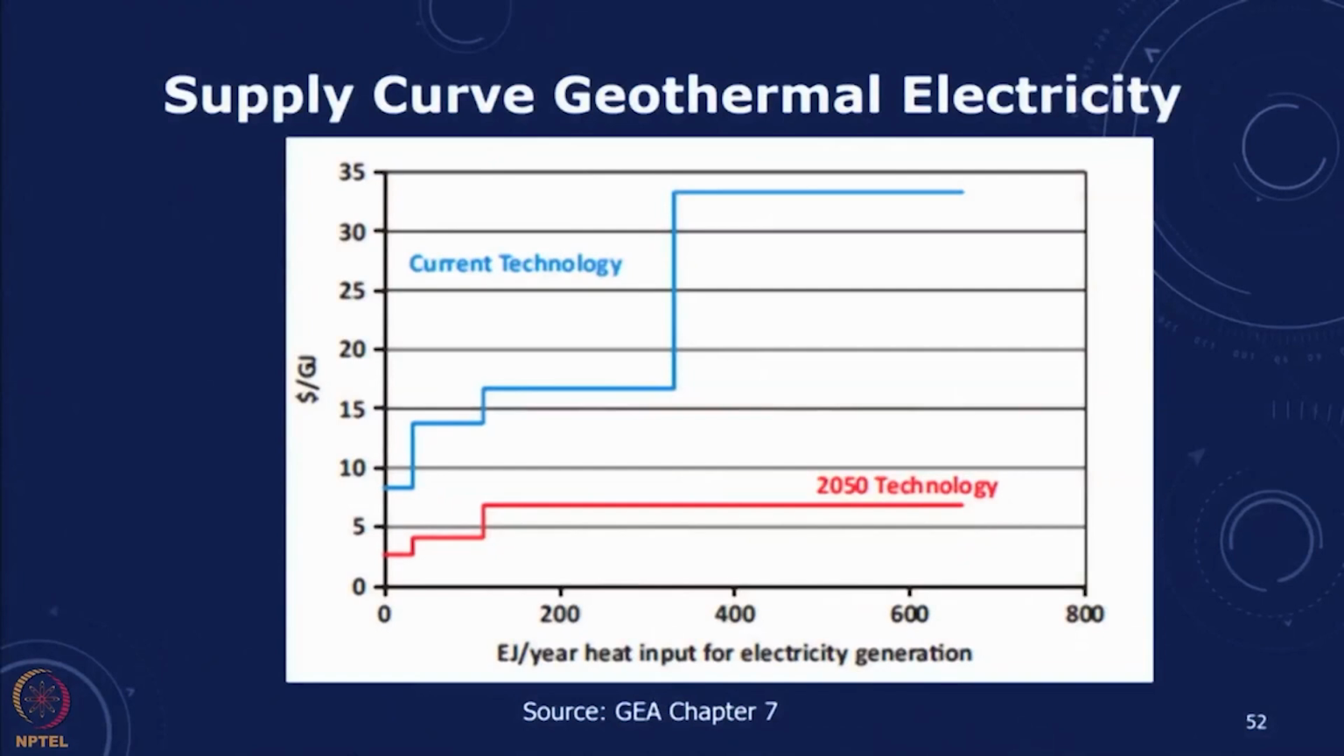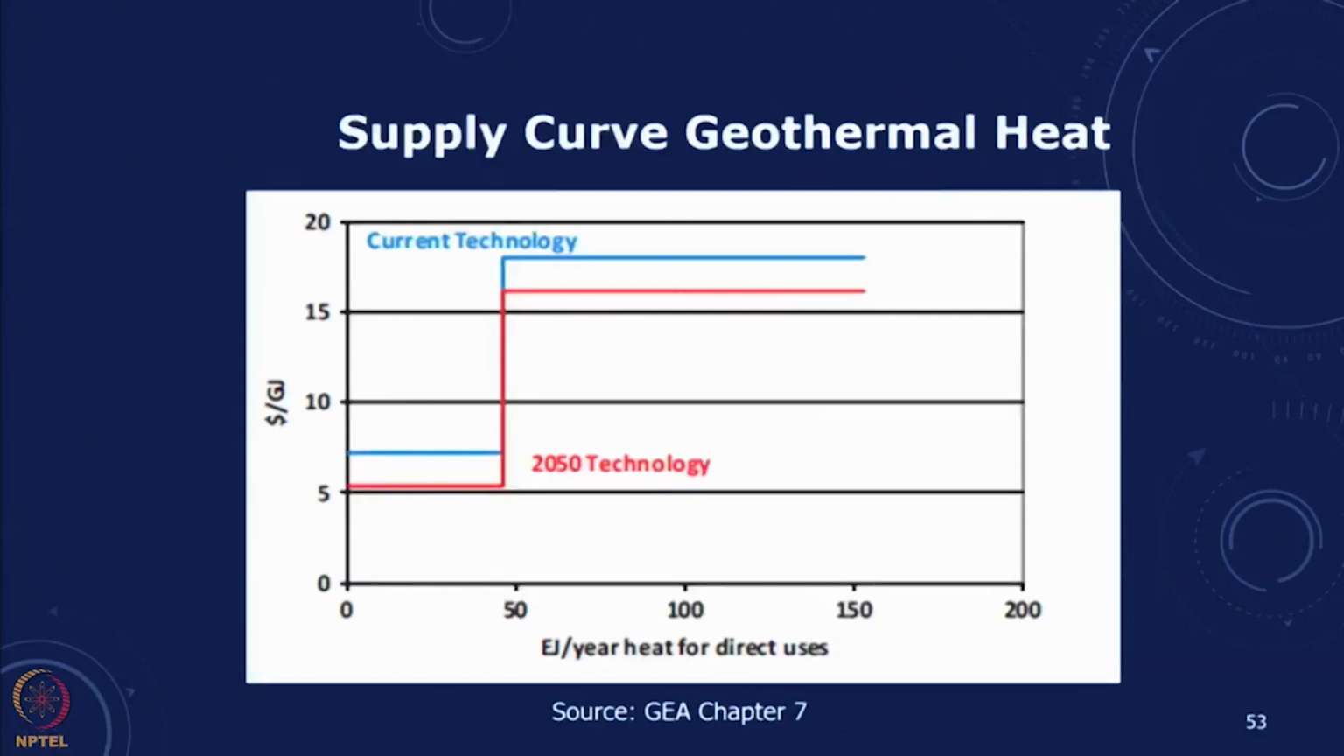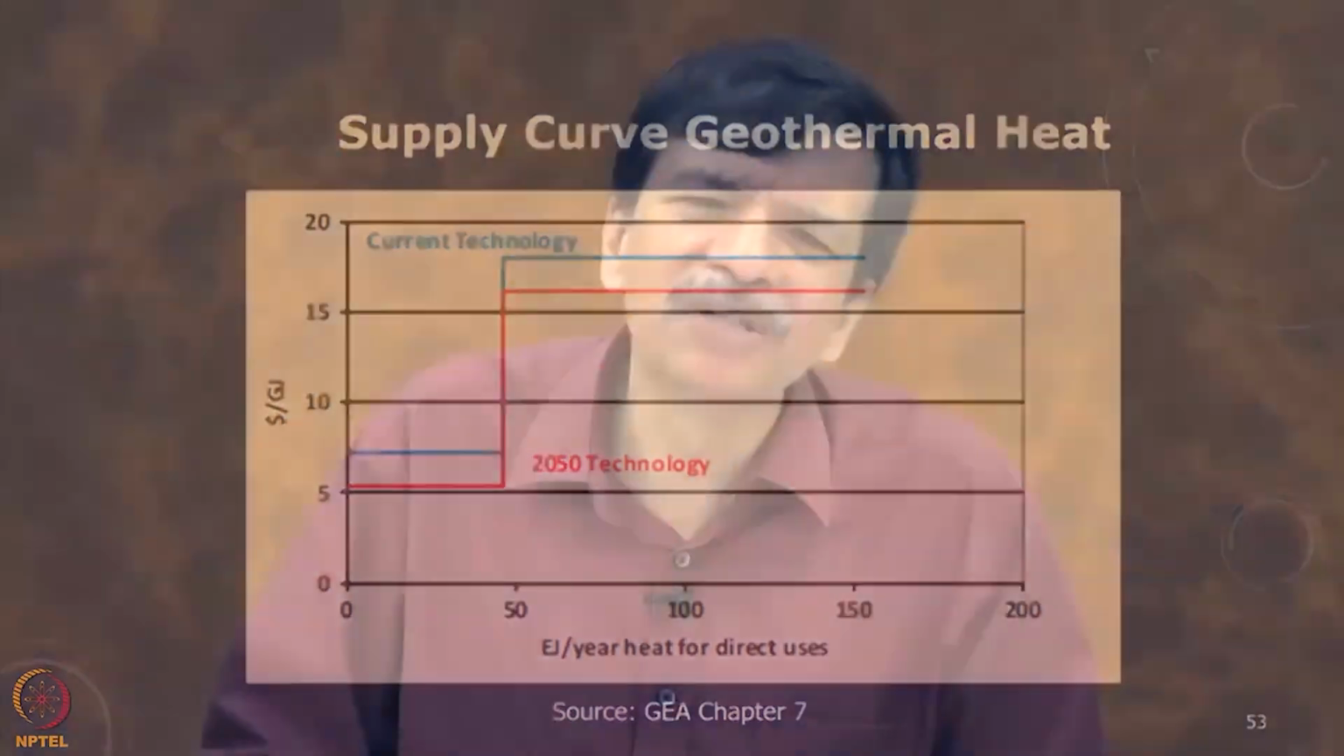The supply curve for geothermal with current technology, you can see that we can get of the order of 200 exajoules or 300 exajoules at different kinds of prices, and with new technology, of course, the prices will go down. That's the supply for geothermal electricity, and this is the supply for geothermal heat. So similar kinds of supply curves are available for many of these, and this is available in the Global Energy Assessment resource chapter.